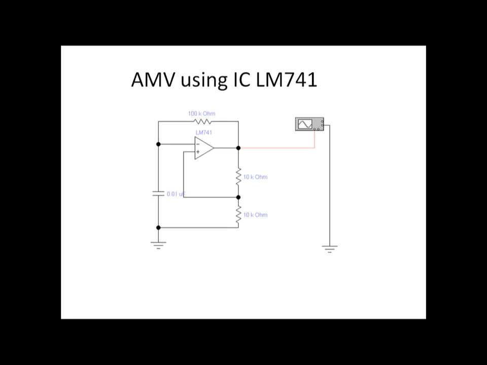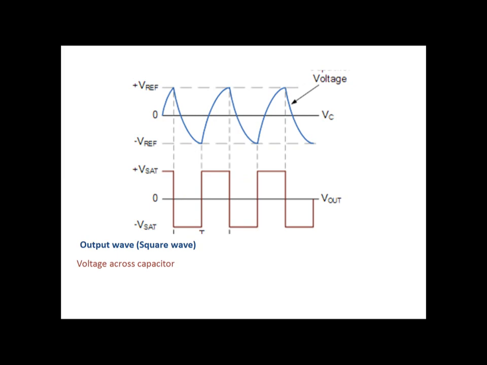If input voltage increases by taking the output, then it is called a positive feedback. If the input voltage decreases, then it is called a negative feedback. Now let us move to the next slide. This figure shows the output wave. As I already told, what is the output of this AMV? It is a square wave. So we are going to get this type of square wave, and this is the voltage across the capacitor.